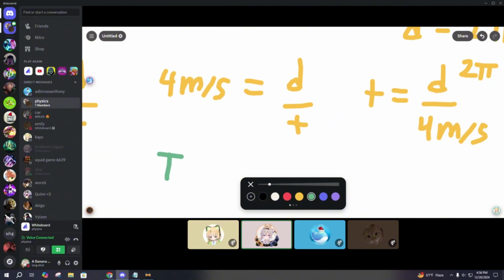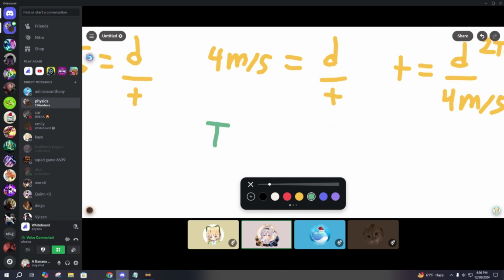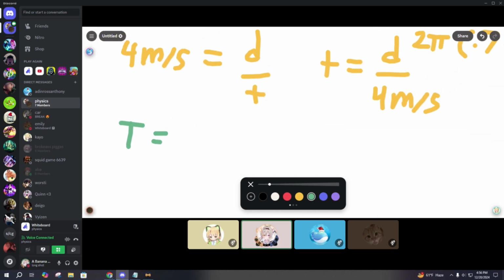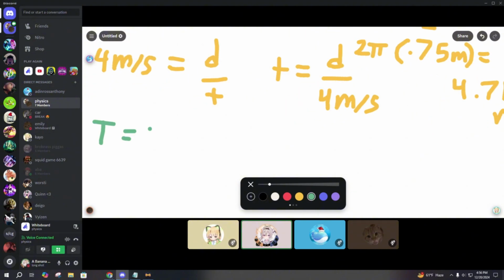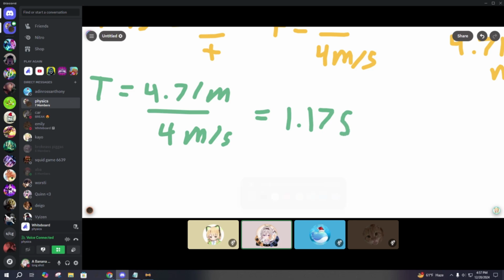So now, if I plug that in, my time period T, which I'm going to capitalize now because this was just general, but now it's respecting the problem, time period capital T, is going to be equal to what I calculated for distance, 4.71 meters, over 4 meters per second. Meters cancels out, and that's going to be equal to about 1.178 seconds.